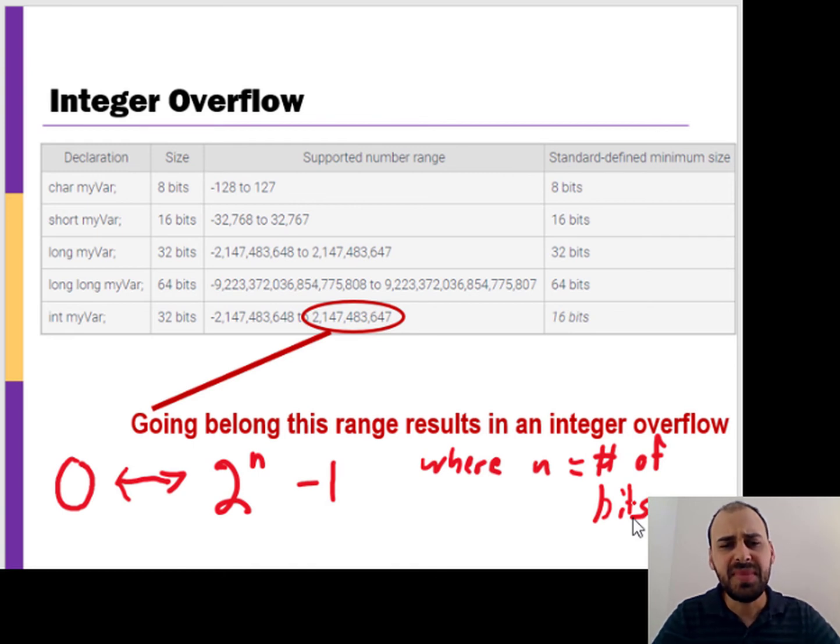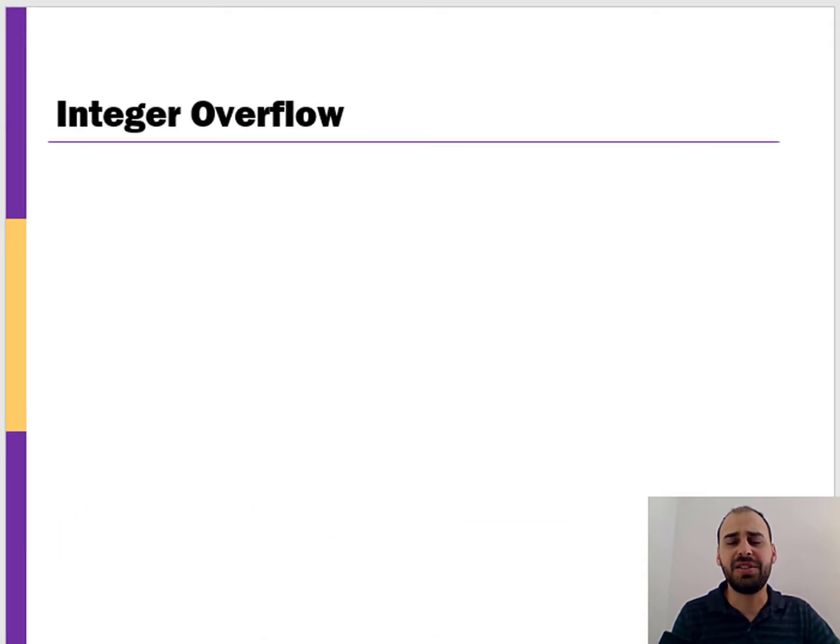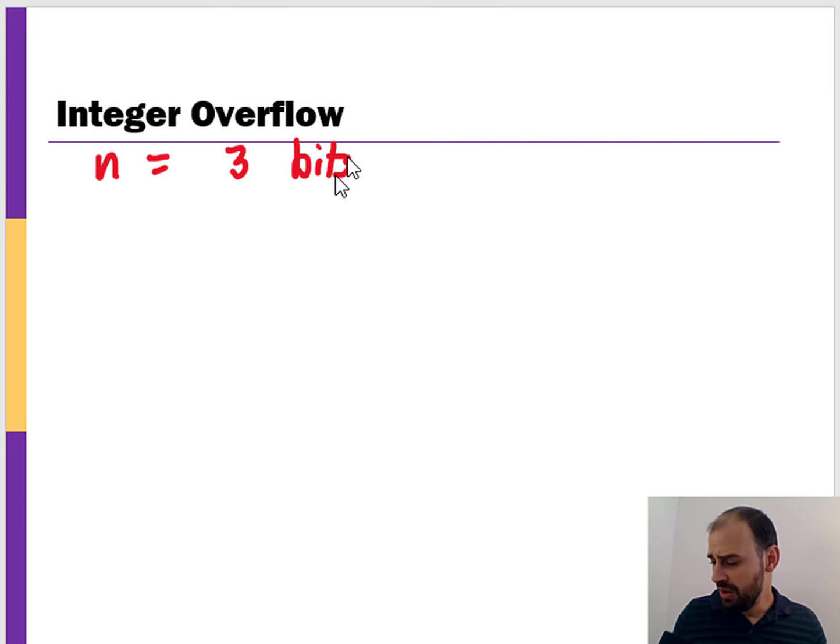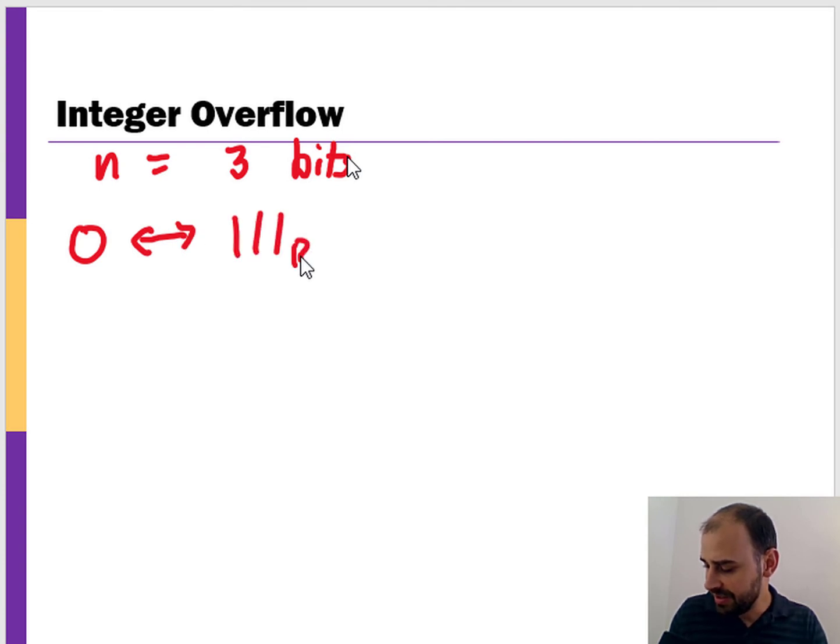Now, what happens if we go beyond that range? This is something that occurs called integer overflow. I'm going to do a simple example with a very small number of bits just to illustrate this point. Let's imagine that n was just 3 bits. Well, we know then that the smallest number is going to be 0, and we're assuming again unsigned, so it's all going to be positive. And the largest is going to be 7, 111 in binary.